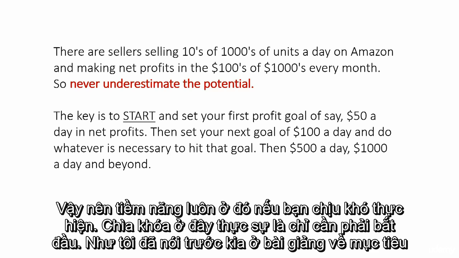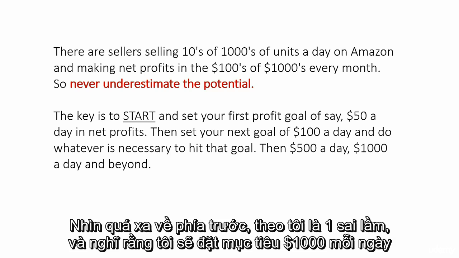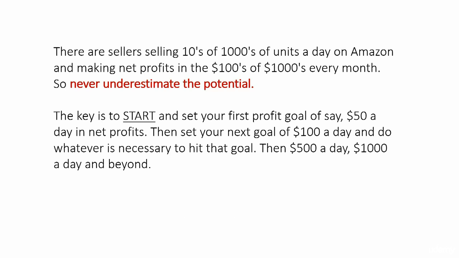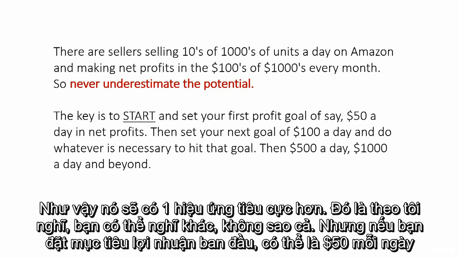So as I said back in the lecture when we looked at goals, it's a mistake, in my opinion, to be looking too far ahead and thinking, I'm going to set my goal to $1,000 profit per day. Because if you do that right at the beginning, it's going to seem so far away in the future and so difficult to achieve. That's what it's going to feel like in the beginning, that it's going to have more of a negative effect. And that's what I think myself. Now, you may think differently, that's okay.